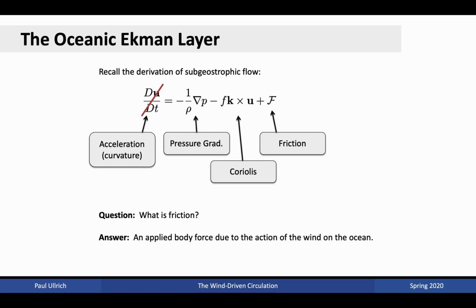Alright, so let's study what happens in the oceanic Ekman layer. We discussed this already in the case of the atmospheric Ekman layer, but recall from subgeostrophic flow that we essentially have a balance between three terms, namely pressure gradient, Coriolis, and friction. What is friction in this case? Well, the friction is the applied body force due to the action of the wind on the ocean. So we'll need to account for that wind stress in this friction term.